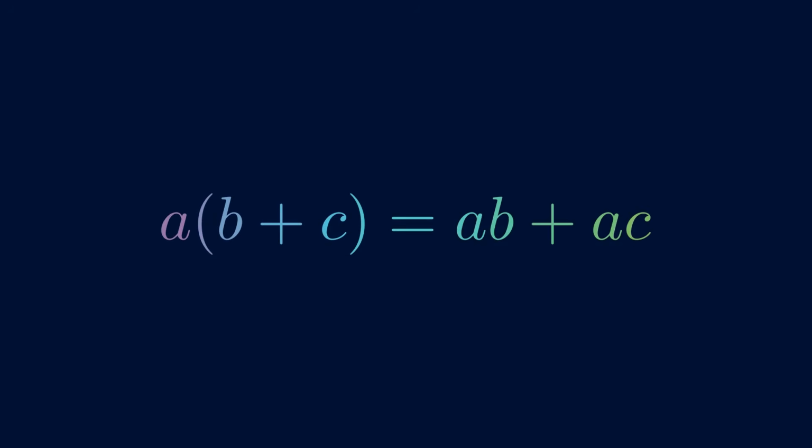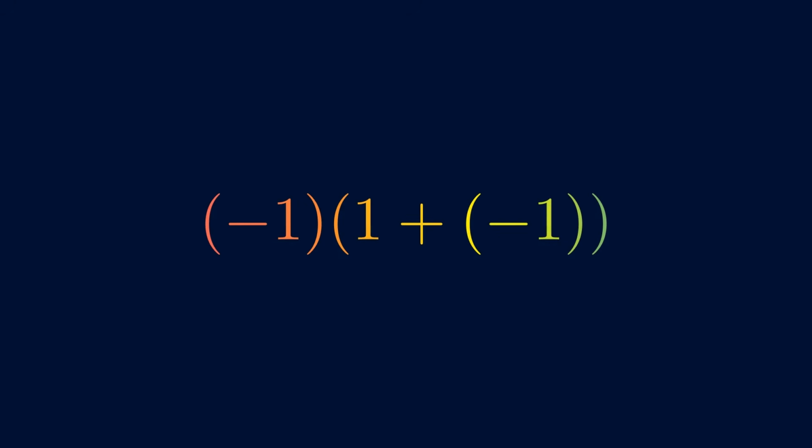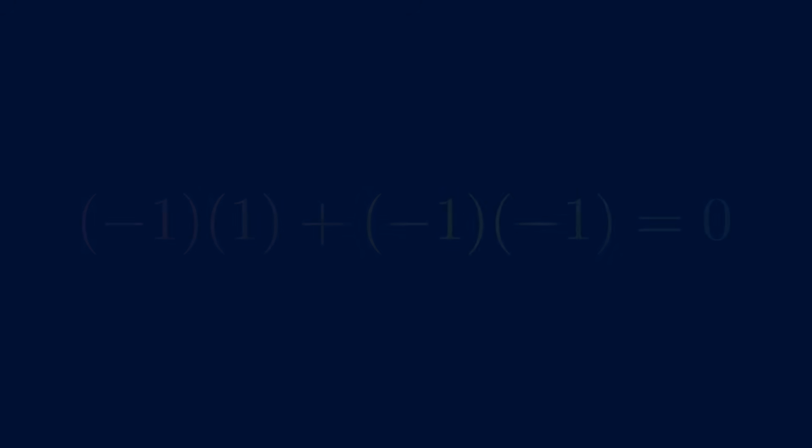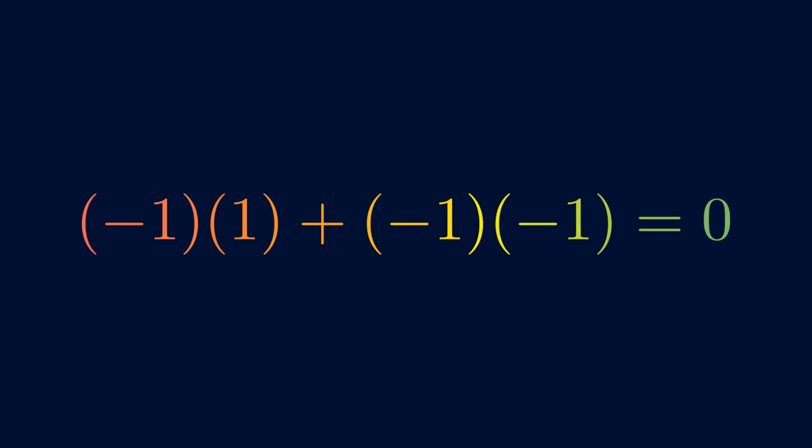Now for the final proof. This is where mathematics leaves absolutely no room for doubt. There is a rule called the distributive law. This always works. Always. No exception. So let's test it. Take negative 1 times (1 plus negative 1). Inside the parentheses, 1 plus negative 1 equals 0. So we get negative 1 times 0, which equals 0. Simple. Now distribute. Negative 1 times 1, plus negative 1 times negative 1.